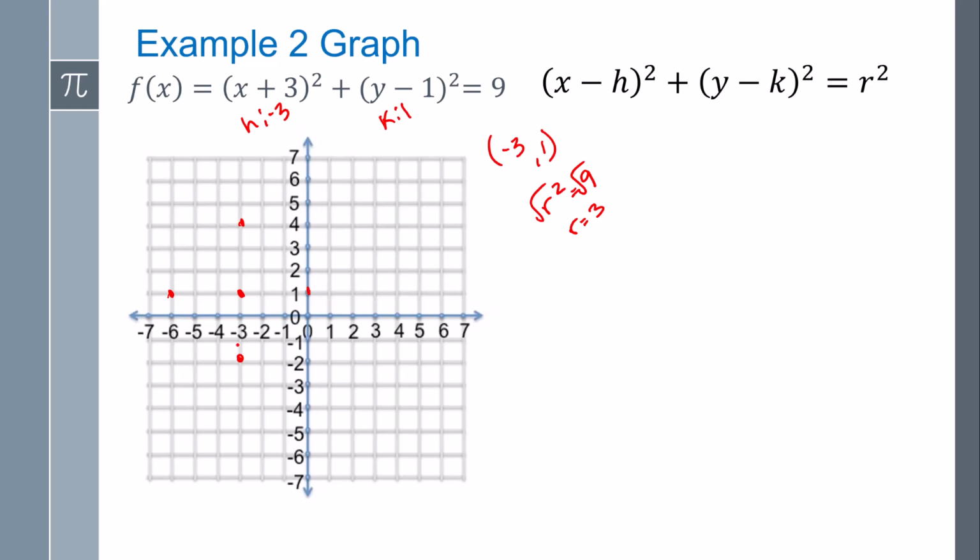Draw in the radius. And then from there, do your best to make it as circular as possible. Like I said, sometimes we can make them look a little diamondy, but that's okay.